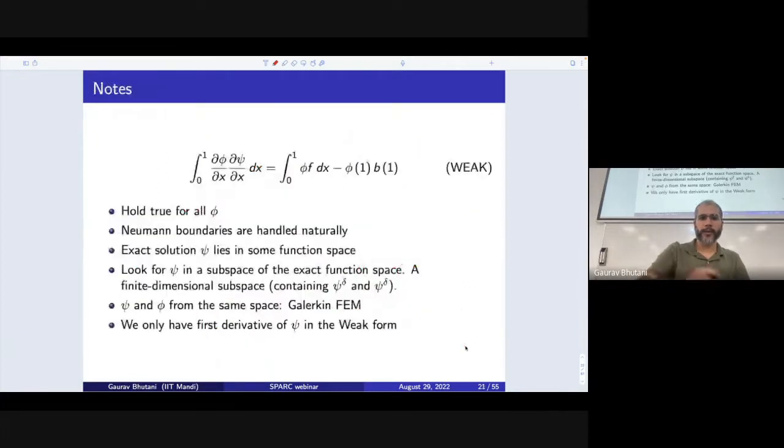So let's move on. We have established the weak form that we will solve. Now a couple of points to note. The first one is this weak form holds for all phi. It should hold for all phi. Phi was our choice. But it is not the case that it should hold only for certain phi. When I say for all phi, I mean all phi in a chosen function space.